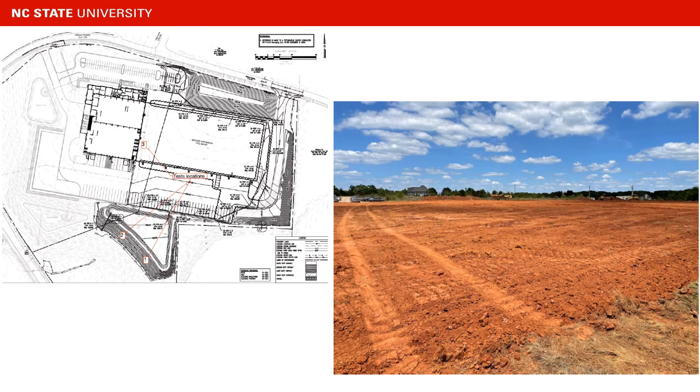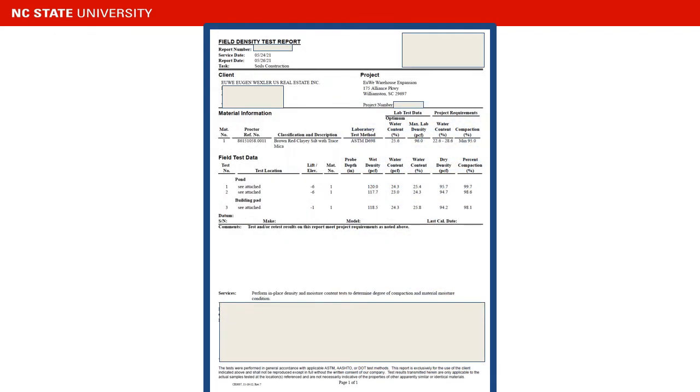This here shows the type of soil that we were testing and a map of the site. It is actually a red-brown clayey silt. The specs of this project require a water content between 22.6 and 28.6%, and a minimum compaction of 95% for the concrete. Here is an example of a field density test report.